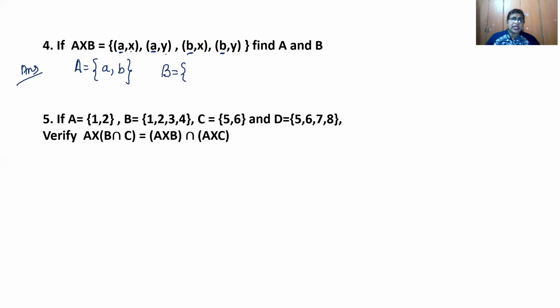Just check out the second elements of all the ordered pairs. Which are those? X, Y, X, Y. So you got that, it is X and Y. Now check: here there are 2 elements, B also has 2 elements, so A cross B has 4. So it is perfect, very easy to find out.